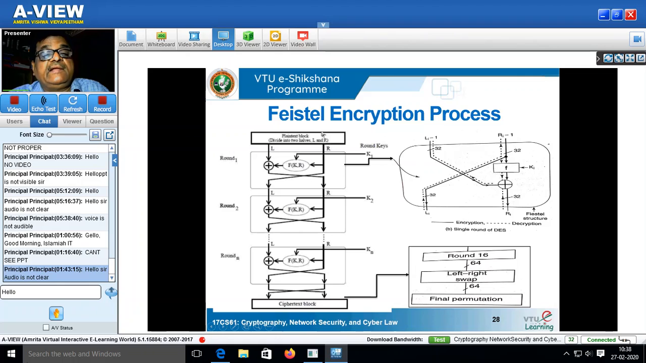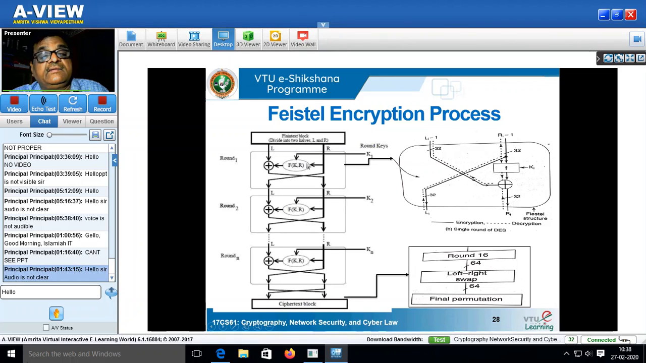Now the plain text has been supplied, so there is a bigger message. Now we are taking one block from that plain text. It has two halves, L and R, 32 bit and 32 bit. So that is being supplied here.